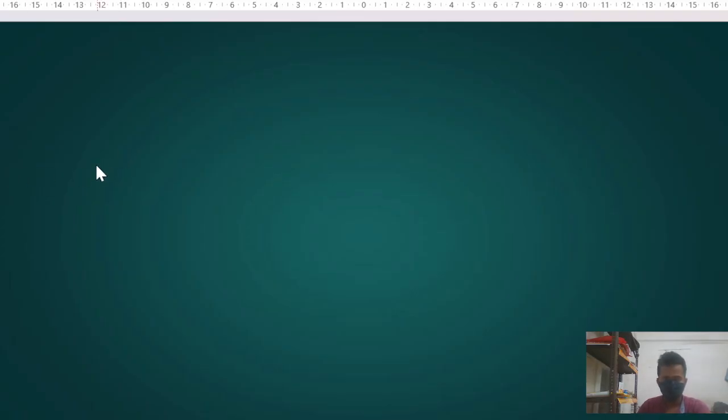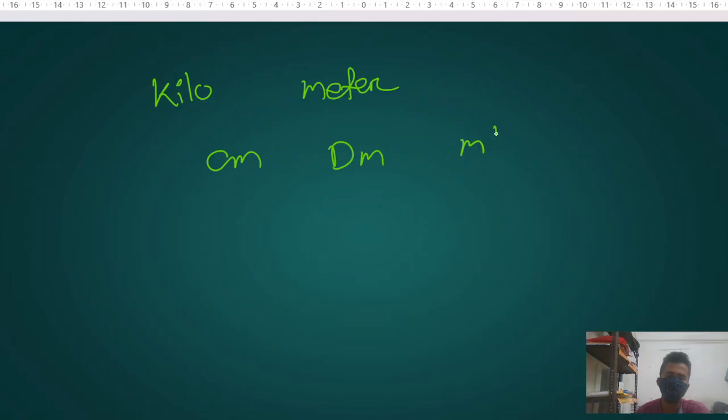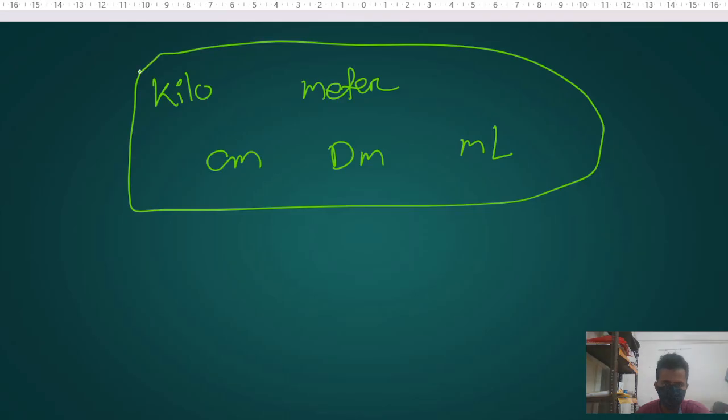Whenever you study, some words come up in your book, like kilo, meter, centimeter, decameter, milliliter. We are going to discuss these things: how to convert kilo to centimeter, kilo to meter, meter to centimeter, meter to decimeter, centimeter to decimeter. All these things we are going to discuss.